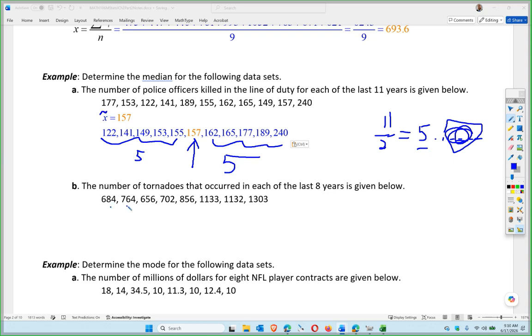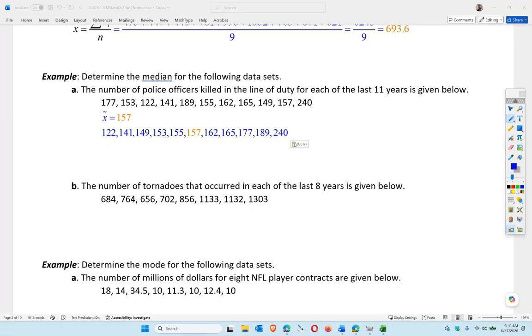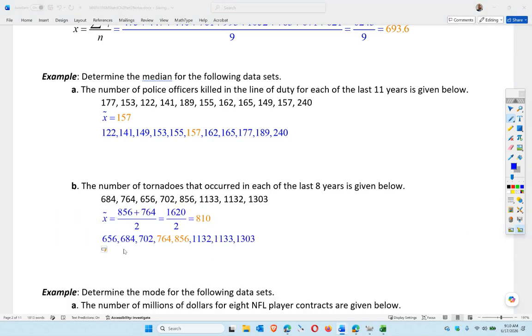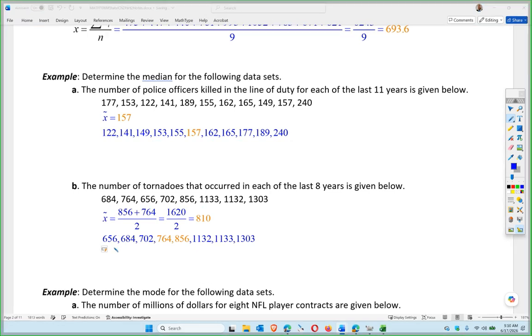Here, however, we have 1, 2, 3, 4, 5, 6, 7, 8. That's even. We do not have a true middle. Therefore, I have to arrange the numbers in order, ascending or descending. As a result, I'm going to get 3 here and 3 here, and I have to take the average of these two numbers to get the median. The average of those two numbers will be 8.10 essentially. Remember, with median and mode you have to do a little bit of work thinking. The other one, not so much.